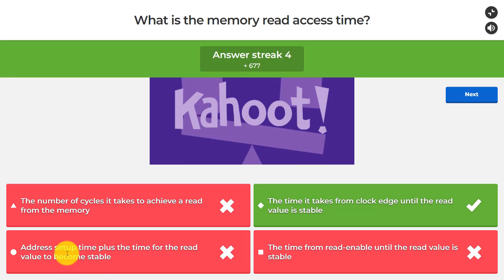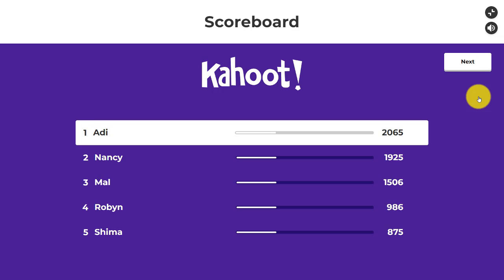Okay, and this is what I said, address setup time plus the time for the read value. That may be a good way to evaluate the total delay of the SRAM, but it is by no means the access time. The time from read enable until the read value is stable, again, that's similar to setup time. The read enable has to be stable at least setup time before the clock edge. So it has nothing to do with when the read value is stable. That is triggered only by the rising edge of the clock.